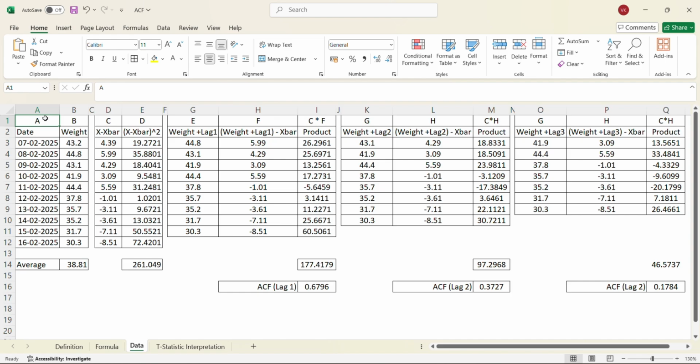Those who have not understood the concept of ACF, I would request you to kindly watch the video that we have posted on how ACF needs to be calculated. Now in this video, we are going to understand how the T statistic needs to be calculated and how we need to interpret the results of T statistics once we complete calculating ACF, the autocorrelation function. Let's get into the video.